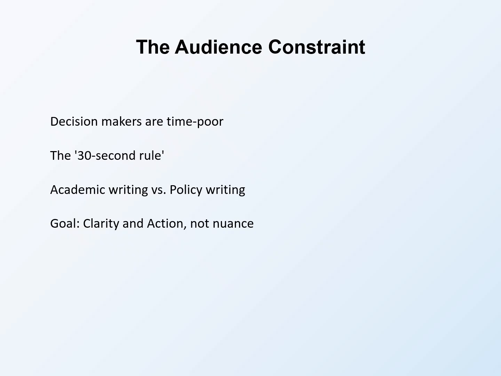Academic writing rewards complexity, jargon, and, on the other hand, equivocation. Policy writing punishes all of that. The goal is clarity and action. You are not exploring a topic. You are selling a solution.